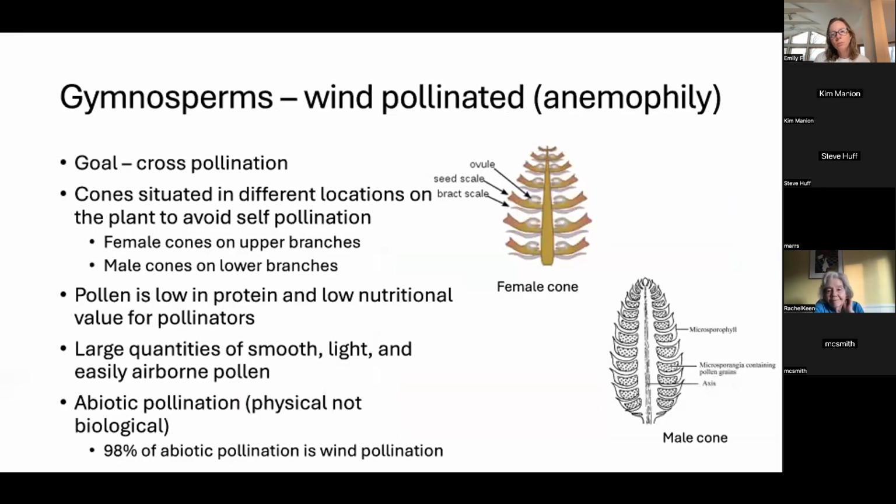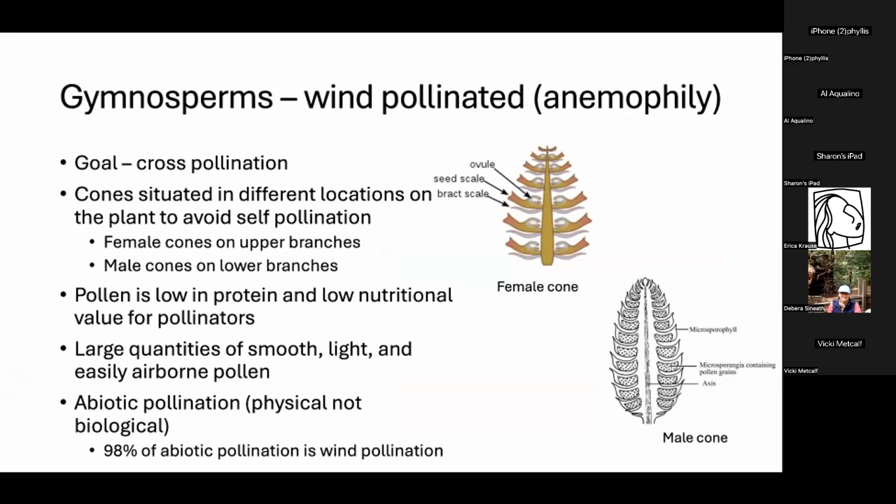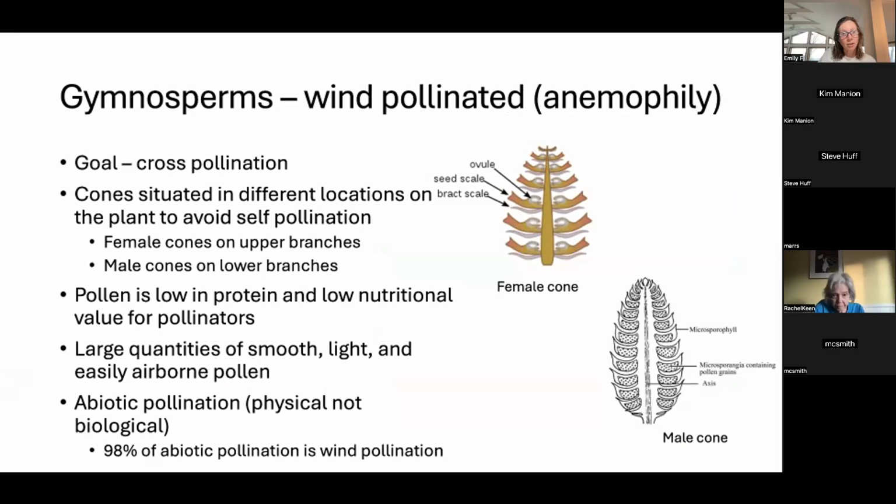So our gymnosperms are wind pollinated. I said we were going to talk about pollination today, and pollination is a big deal because we have to get the pollen that's in this male cone over onto the female cone where this ovule is. And pine trees are really interesting. They actually have female cones on the upper branches and then male cones on the lower branches. So that male pollen has to be caught by the wind and taken up and put onto the female cones on the upper branches of another tree.